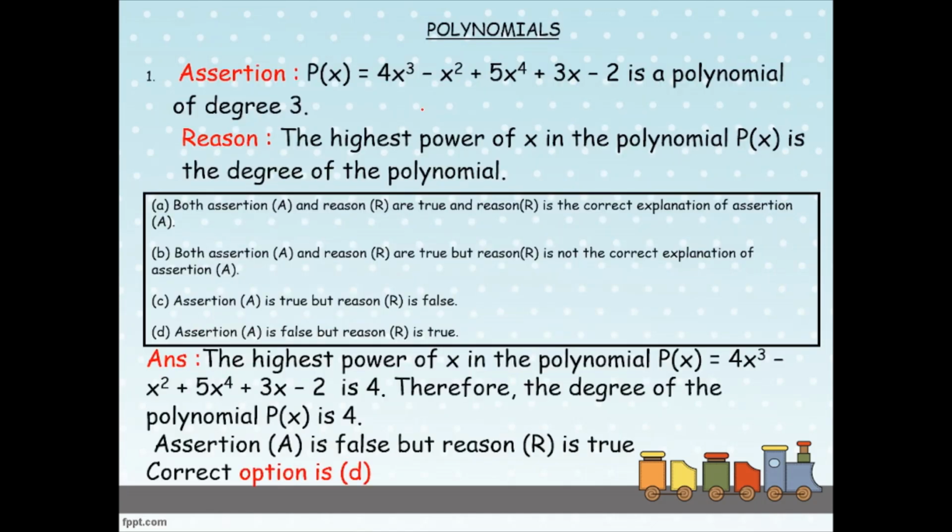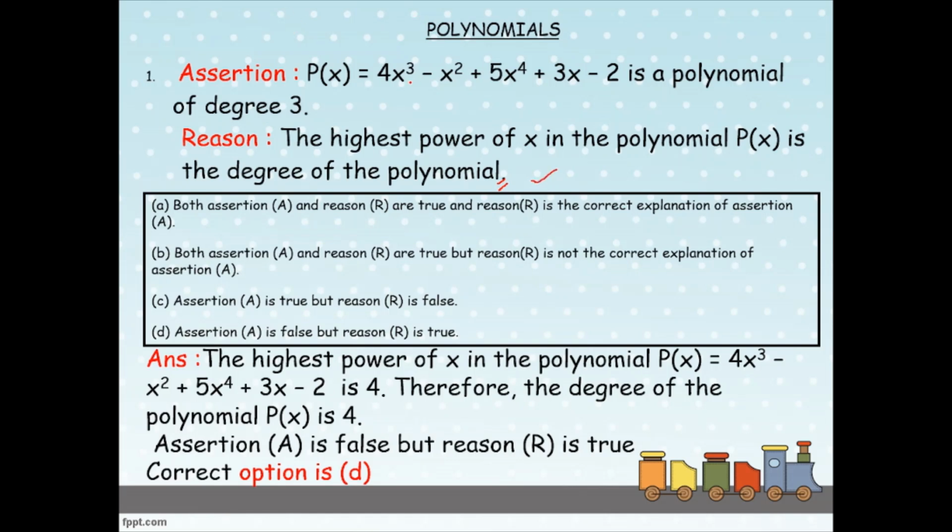Now the practice questions. Question number 1. The assertion is P of x equal to 4x cube minus x squared plus 5x power 4 plus 3x minus 2 is a polynomial of degree 3. Reason: the highest power of x in the polynomial P of x is the degree of the polynomial. The highest power is called degree. Yes, this is a true statement. It is a definition for a degree, right? So reason is true.